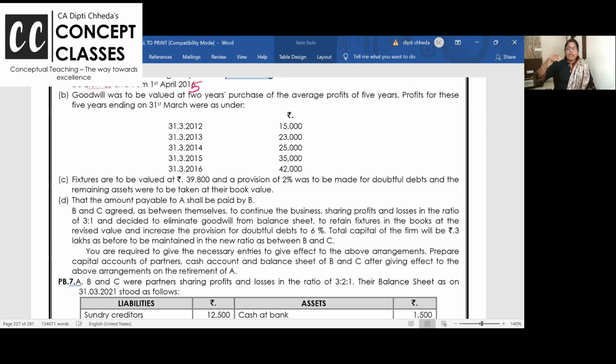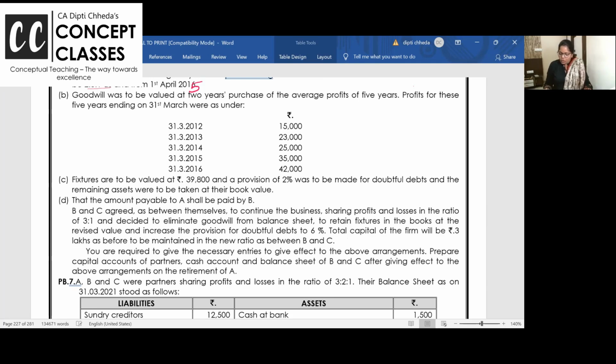After A's retirement, again that provision is revised. Already you have done the revaluation on A's retirement, and again you are revising that provision. So whatever is the increase in that provision will go only to the remaining partners. Right? The additional provision that they are making. And I'll tell you how to do it.